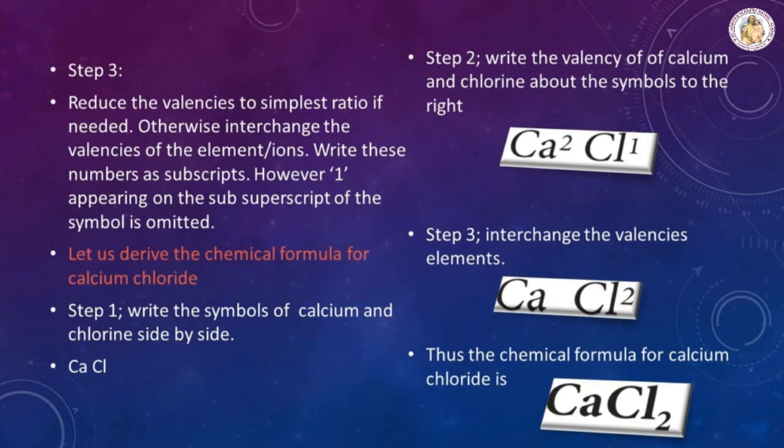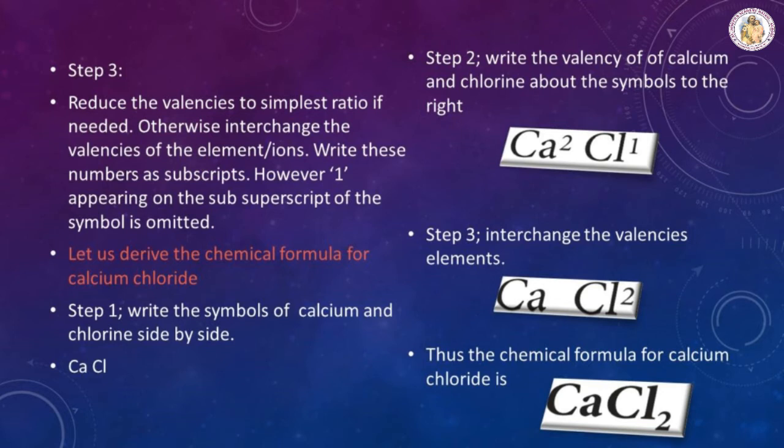Otherwise, interchange the valency of the element or ions. Write these numbers as subscripts. However, one appearing on the superscript of the symbol is omitted. Let us derive the chemical formula for calcium chloride.